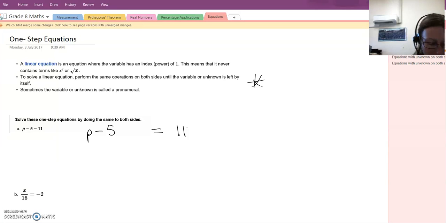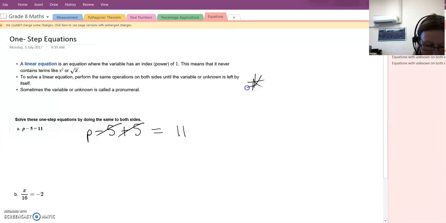So if I add 5 to this side. Now, how did I know to add 5? I chose the inverse, or the opposite, of the operation of subtracting 5. So if I add 5, let's see what happens to the left-hand side. They cancel, because they give us 0. So if I add 5 to that side, I have in fact left p on its own.